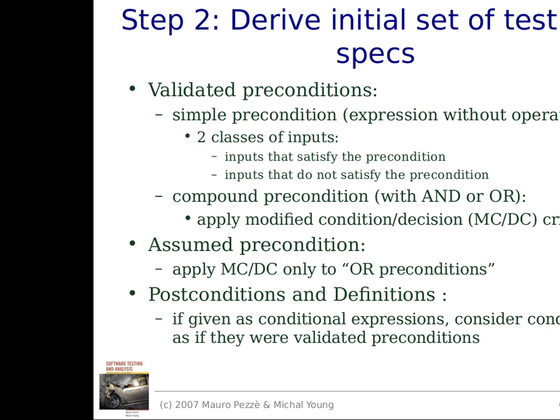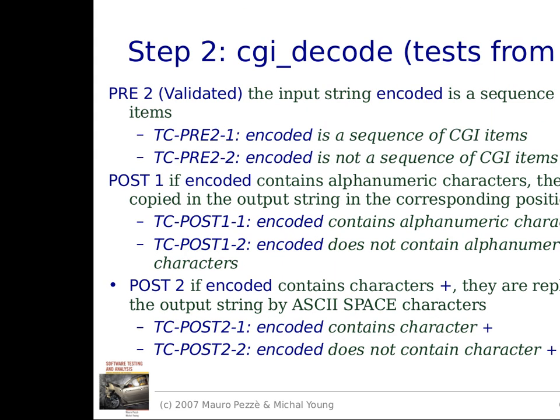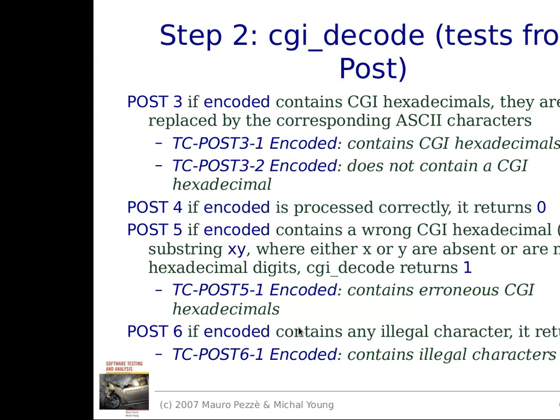Let's see, postconditions. If given a conditional expression, consider expressions as if they were valid preconditions. So what they're going to do here in their specification is take their precondition and come up with basically a test condition for the precondition. One: encoded is a sequence of CGI items, so you can test for that, or if it's not. So one is basically saying true and two is not. Notice you do the same thing with post. One, it contains alphanumeric or does not for two, and everything that's been encoded with a plus becomes a one. Notice that these are preconditions for CGI on the encoded string.